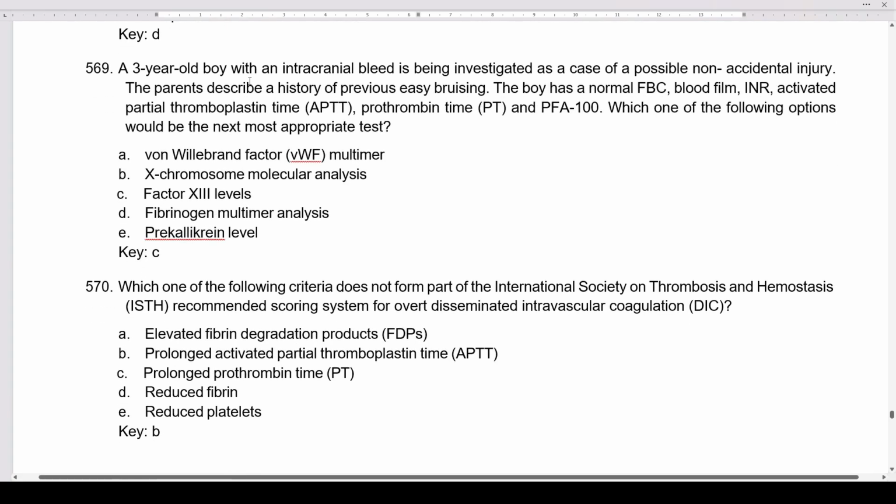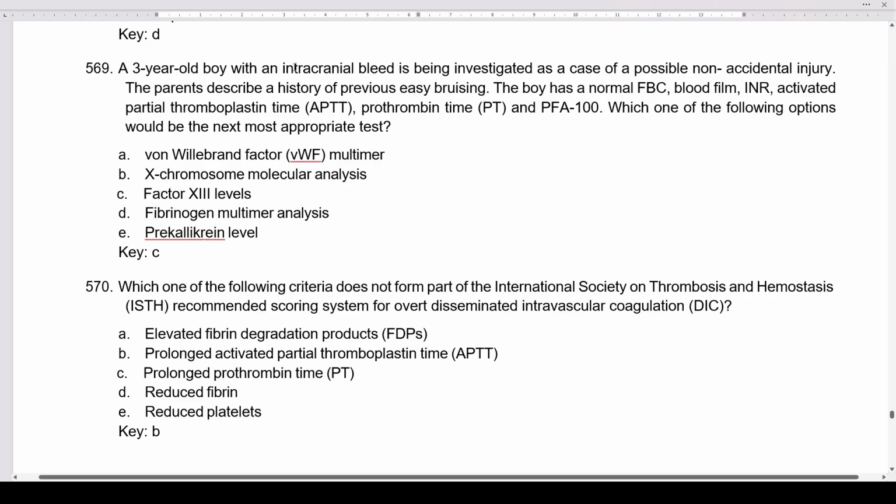Next is a 3 years old boy with an intracerebral cranial bleed who is being investigated as a case of possible non-accidental injury. The parents describe a history of previous easy bruising. The boy has normal blood counts. Blood film is also normal. INR, APTT, PT are normal. PFA, platelet function test is also normal. So, which of the following options would be the next most appropriate test?